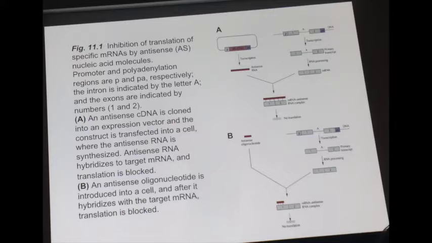So we're going to talk about antisense RNA, and I will define that very shortly. We're going to talk about ribozymes, and ribozymes are RNA that have catalytic activity. We're going to talk about RNAi, interfering RNA, and then we'll talk a little bit about gene therapy, not much. And we'll talk about some of the mechanisms for delivery of these compounds.